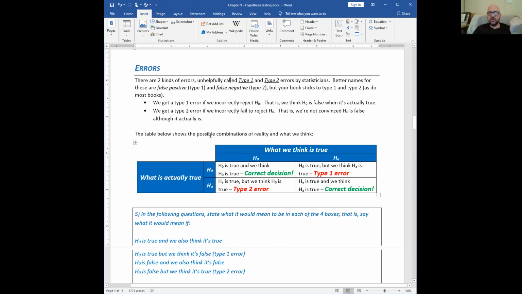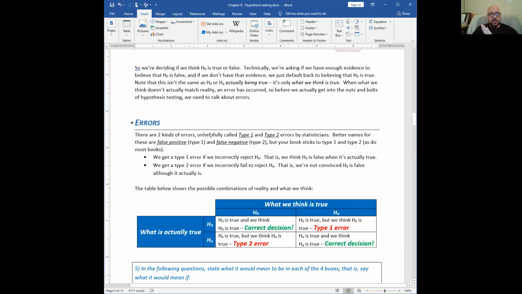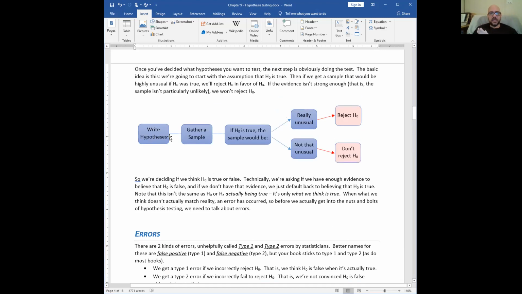So I want to just go ahead and introduce it now, and then I'll show you how to do a hypothesis test in the next video. I'll actually do one all the way through in the next video. So there are two kinds of errors that we can make. And so actually, let me just remind you that the basic idea of a hypothesis test is this.